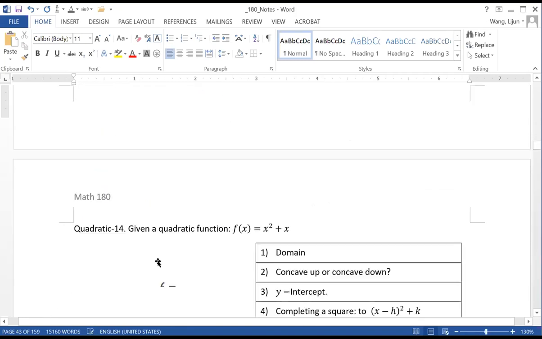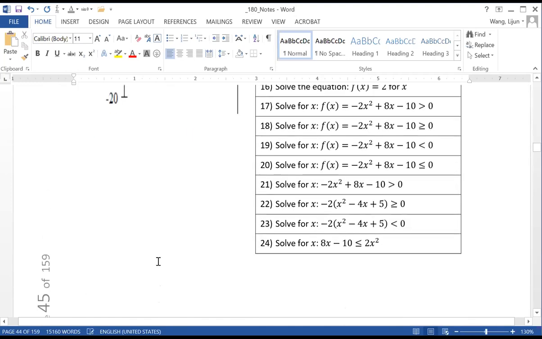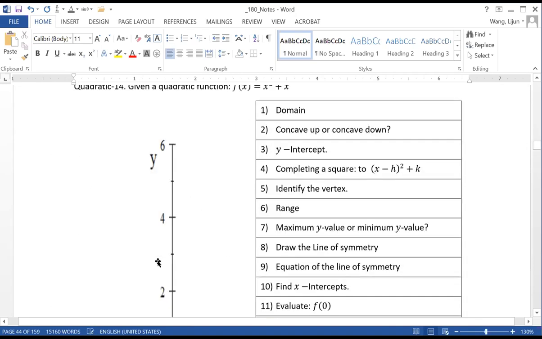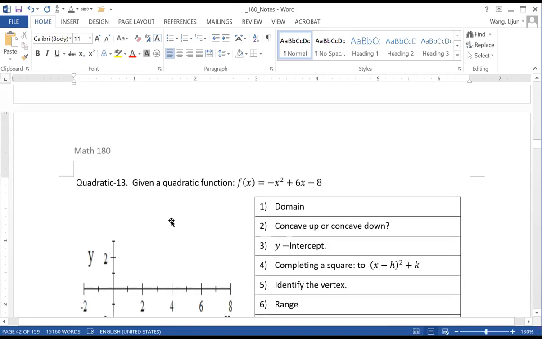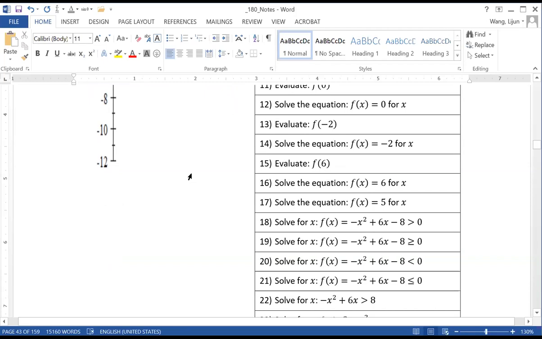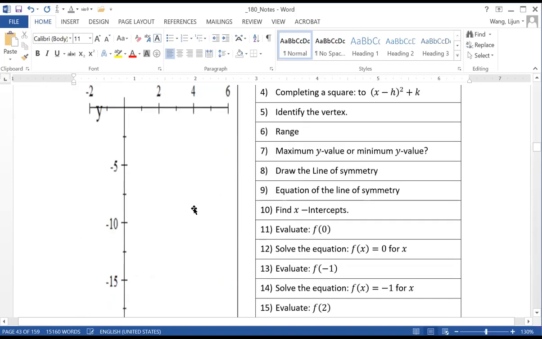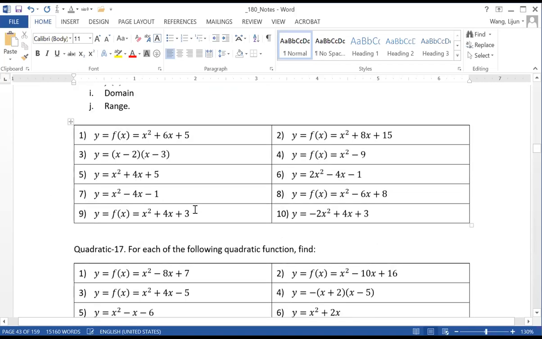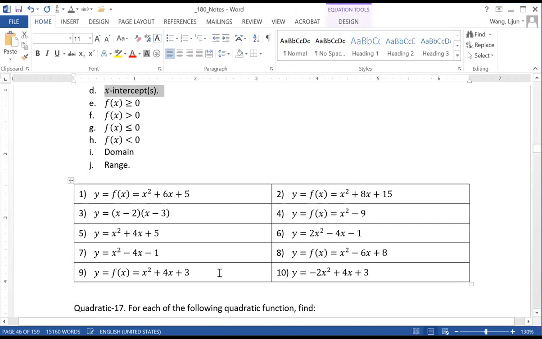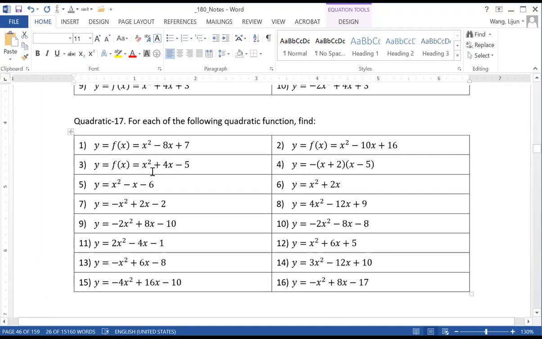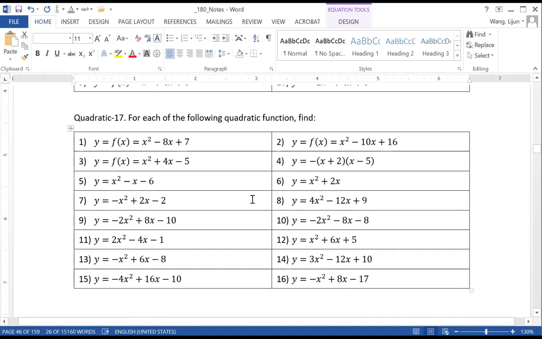But we don't have time to do each one of them, 24 questions, 26 questions. We don't have that kind of time. Later on, the question that was given to you, like quadratic 13, there's no curve, right? So you have to put the curve in. I'm going to assign these as your homework. And for quadratic 16, I have all these different kinds of questions given to you for your practice. And of course, we don't have time to do them in class.